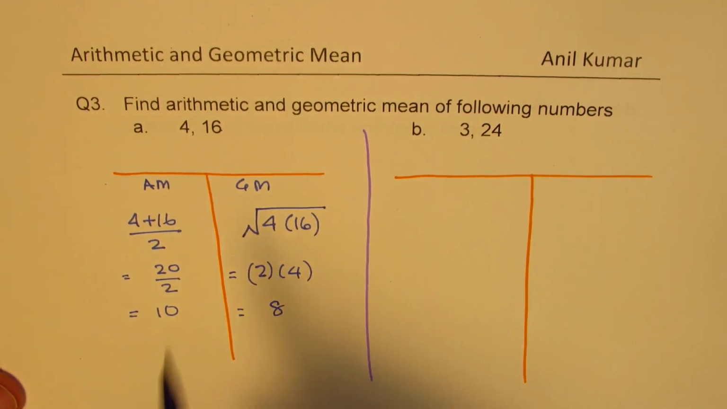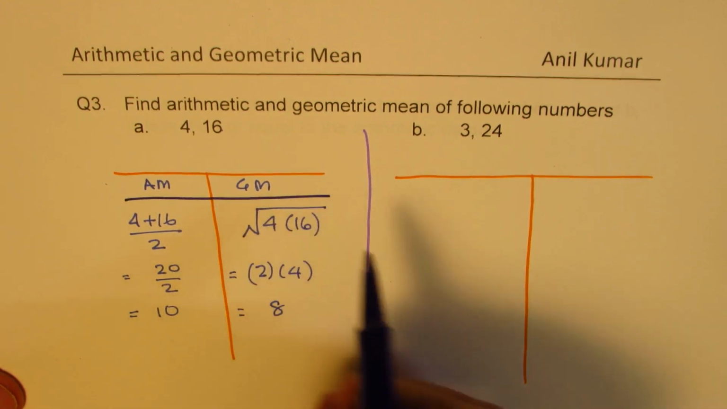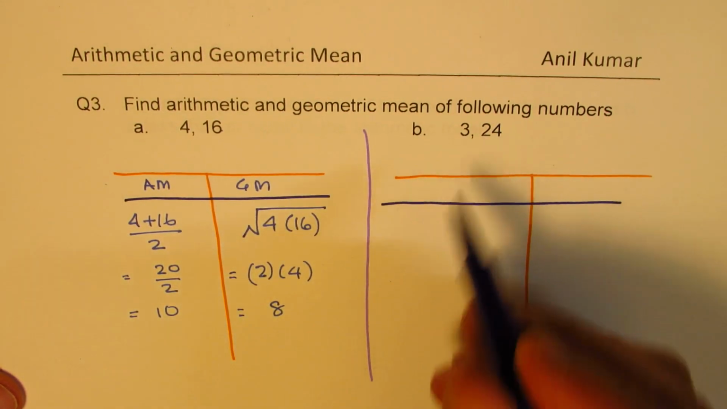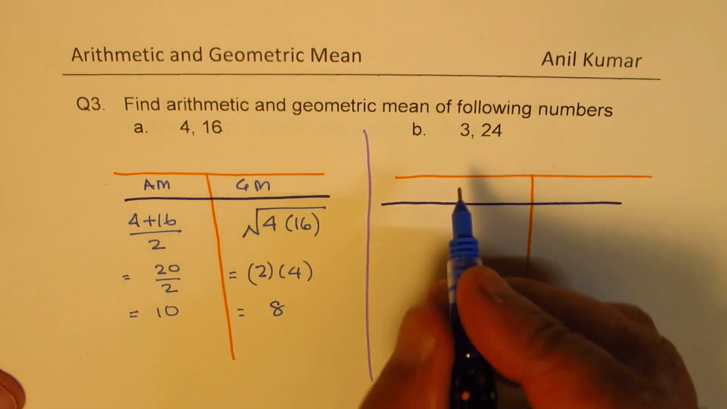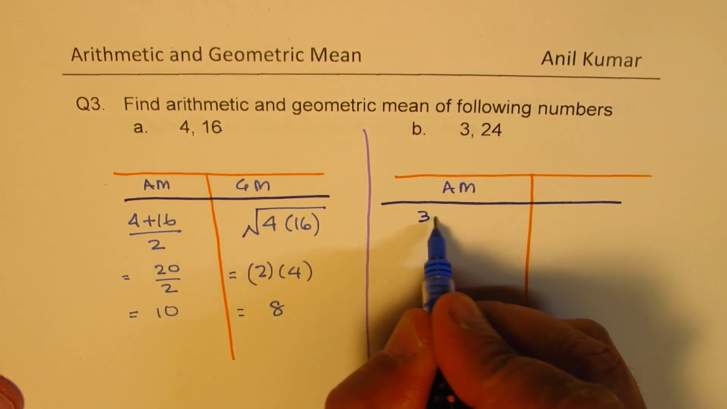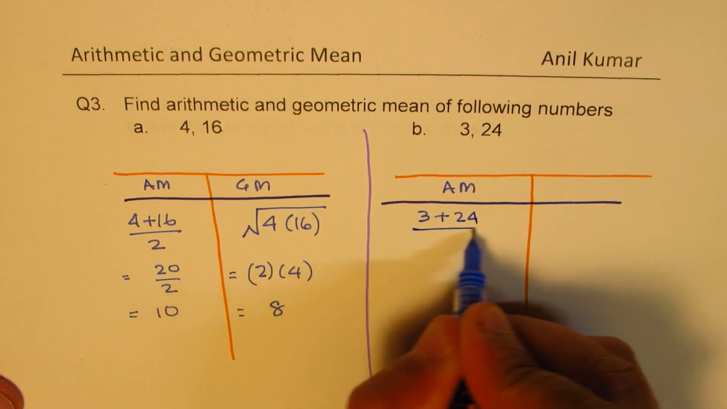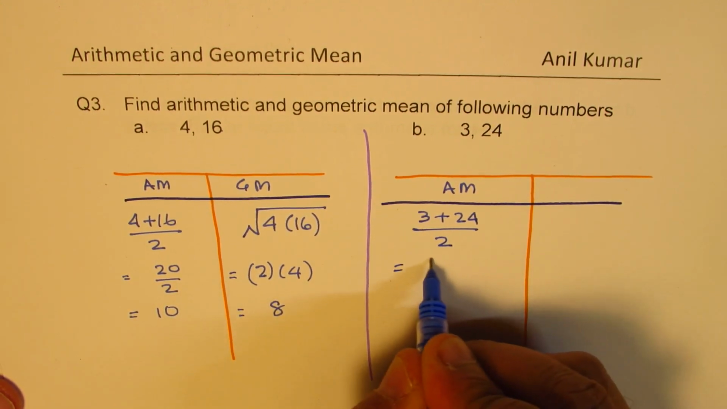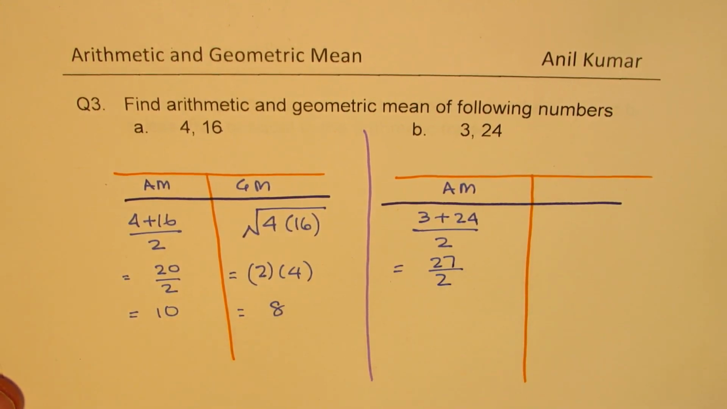Perfect. Now similarly, let's find the arithmetic and geometric mean for these two numbers. As far as arithmetic mean is concerned, just add them up, which is 3 plus 24, divide by 2, which is 27 by 2. So we get a fraction or a decimal number, right?